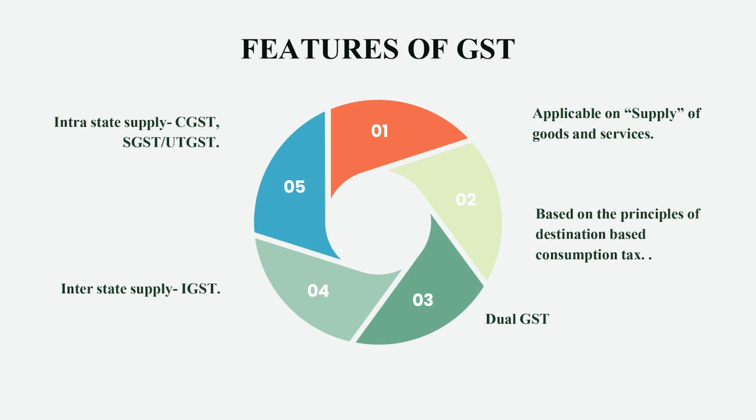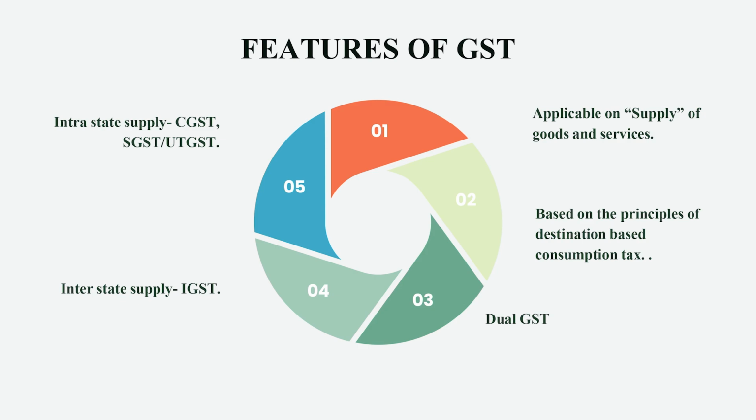The next feature is that on interstate supply, IGST will be applied. As we discussed earlier, if you are in Karnataka and you are supplying goods to a dealer in Mumbai, the transaction takes place between two states, Karnataka and Mumbai. That is called interstate supply, and on interstate supplies, Integrated Goods and Services Tax, that is IGST, will be levied.